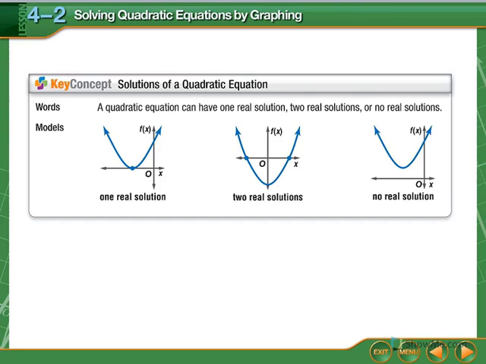Alright, so there's different types of solutions. Where your quadratic actually just touches the x-axis once, you have one real solution. When it's actually below or above and it crosses twice, you have two real solutions. And when your parabola never crosses the x-axis, you will have no solution.